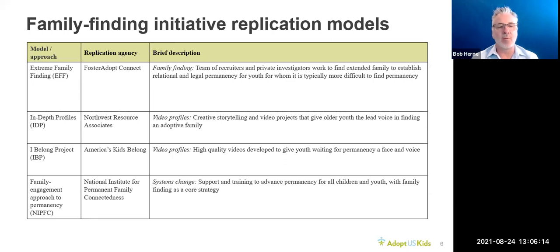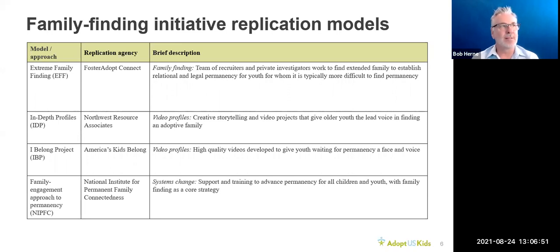The next model, Indepth Profiles by Northwest Resource Associates, is a video profile model that gives youth the lead voice in developing and sharing their profile. The I Belong project by America Kids Belong is also a video profile model that provides both a face and voice for children and youth waiting for permanency. And finally, the family engagement approach to permanency by the National Institute for Permanent Family Connectedness is a systems change model that prepares child welfare programs to engage in family finding and engagement work in order to build success.